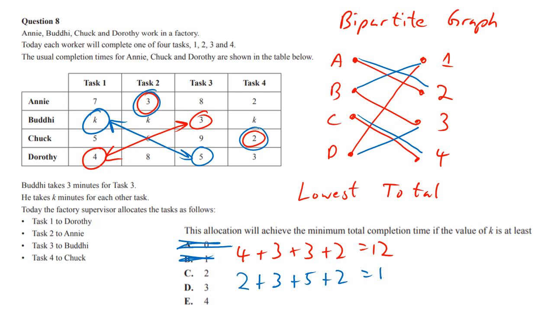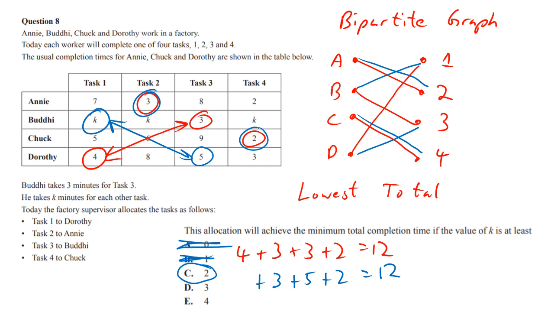Now let's try then, what if K equaled 2? So 2, that would give us a total of 12. Well, now this means the factory supervisor could have chosen the red allocation or the blue allocation. And so either answer would have been fine. So we can say C is okay.